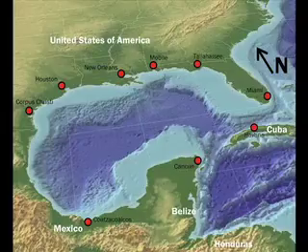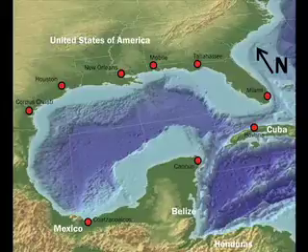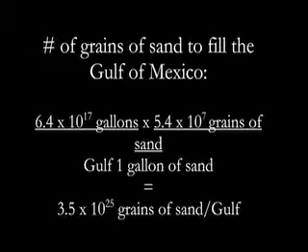How about the number of grains of sand in the volume of the Gulf of Mexico? The Gulf of Mexico has a volume of about 6.4 times 10 to the 17th gallons. Let's calculate the number of grains of sand now to fill the Gulf of Mexico. We have 6.4 times 10 to the 17th gallons in the Gulf times 5.4 times 10 to the 7th grains of sand per gallon. That gives us 3.5 times 10 to the 25th grains of sand in the Gulf.